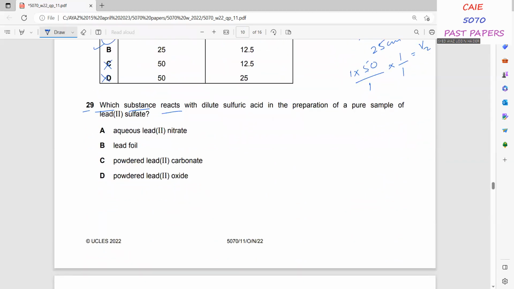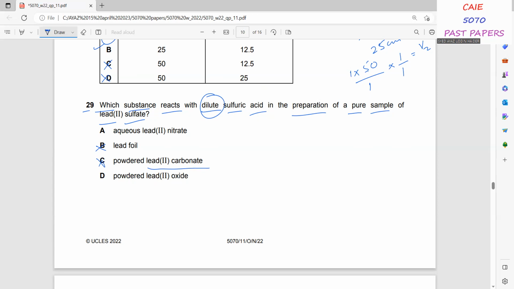29. Which substance reacts with dilute sulfuric acid in the preparation of a pure sample of lead-2 sulfate? Lead-2 sulfate is an insoluble salt, and lead is also among the less reactive metals. So you can't react lead directly with the dilute acid. You need concentrated acid. So B is the wrong choice here, and you can't take lead-2 carbonate. It's also insoluble. In that case, you need concentrated sulfuric acid.